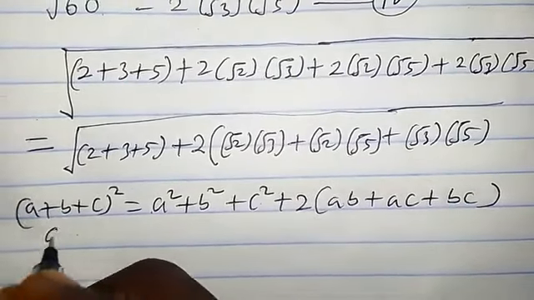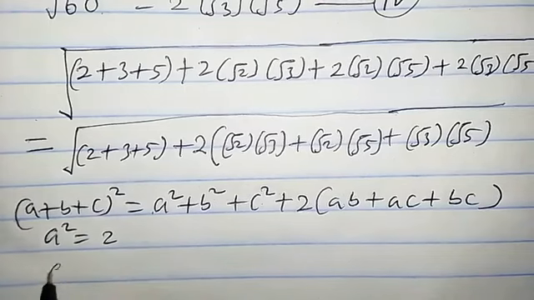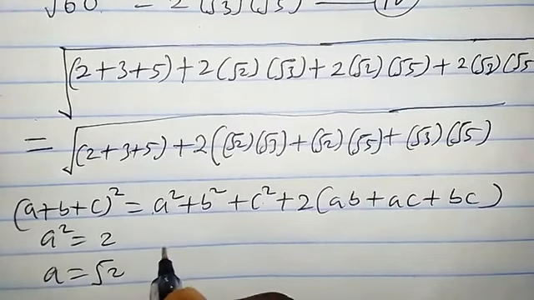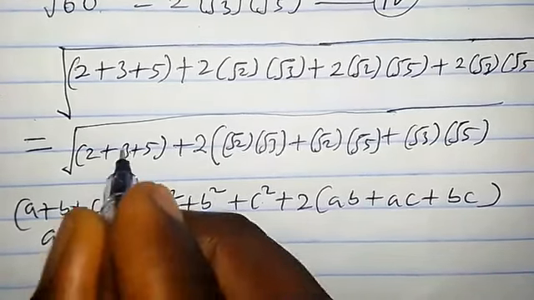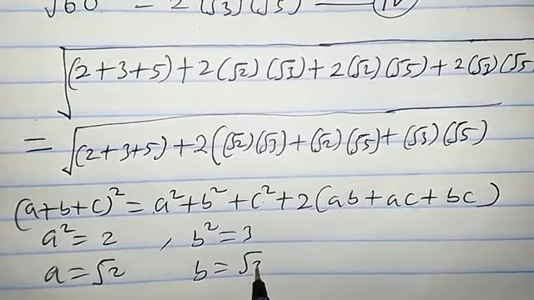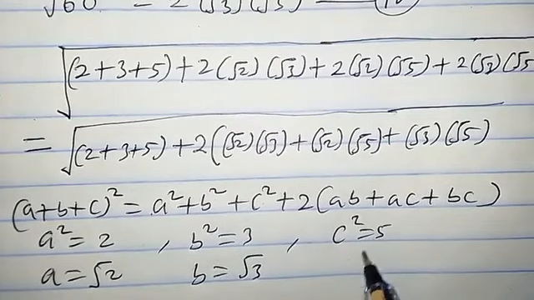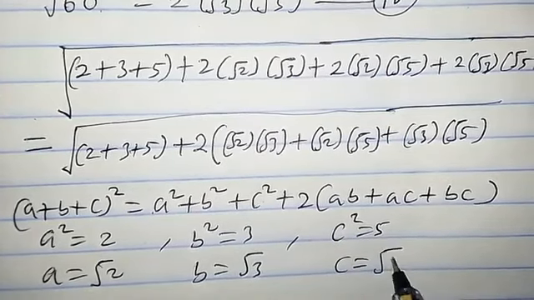So we're going to have a squared to be equals to 2. So square root of both sides, we're going to have a to be equals square root of 2. Now b squared, that is 3. Square root of both sides, we're going to have b equals square root of 3. Now c squared, which is 5. Square root of both sides, we're going to have c to be equals square root of 5.